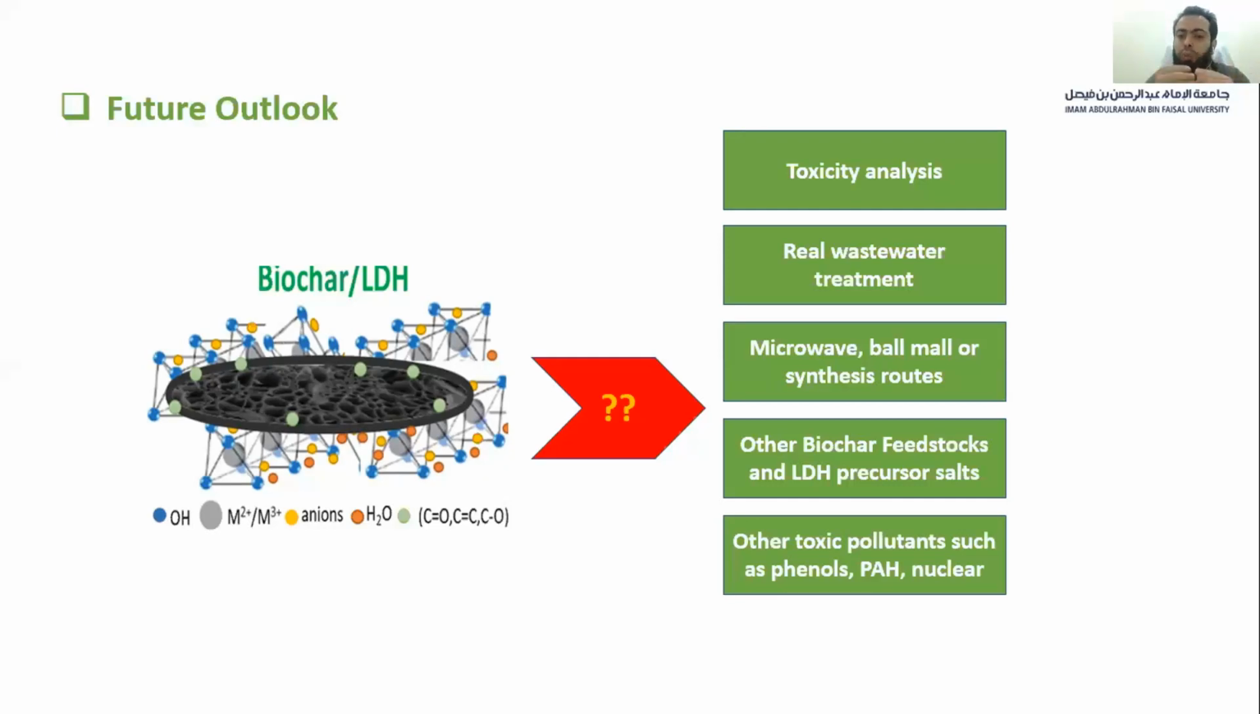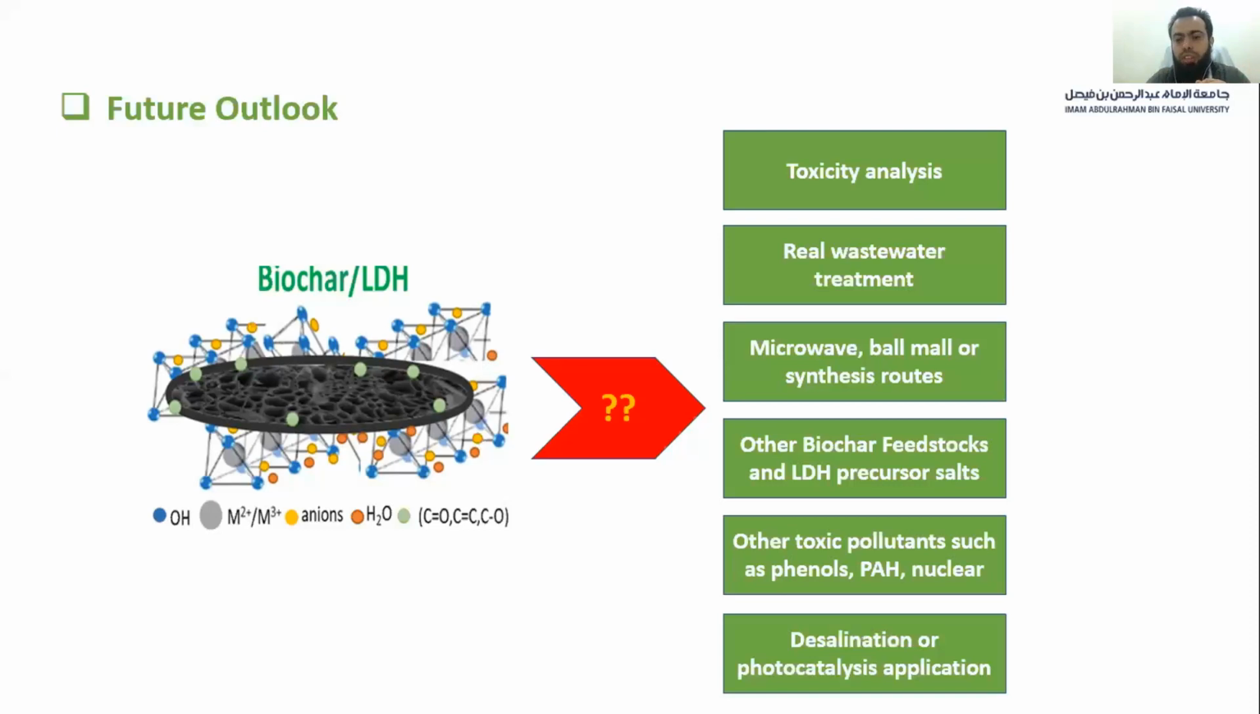Other toxic pollutants should also be explored. The removal of pollutants like phenols, polyaromatics, and nuclear pollutants should also be considered using LDH biochar composites. Plus, recently the biochar LDH composites have been utilized as an adsorbent for the removal of pollutants, but there is still a research gap in using the same material for desalination technology as well as for photocatalysis. So these are certain future recommendations which I have proposed, which can be done.